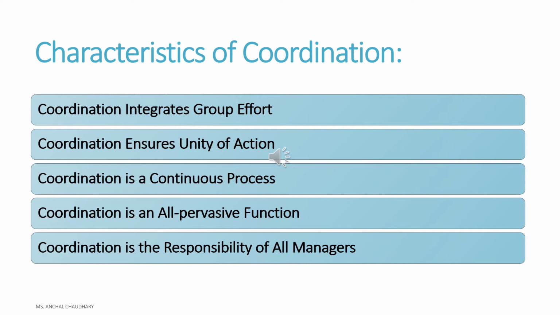If you want to achieve your goals, then you have to coordinate in a regular way. Next, coordination is an all-pervasive function. It means that it is required at every level of the organization, and also it is required everywhere. As we have taken the example of PUBG, that is not an organizational task, right? But still we require coordination so that we can achieve whatever goal we have. So it is a pervasive function.